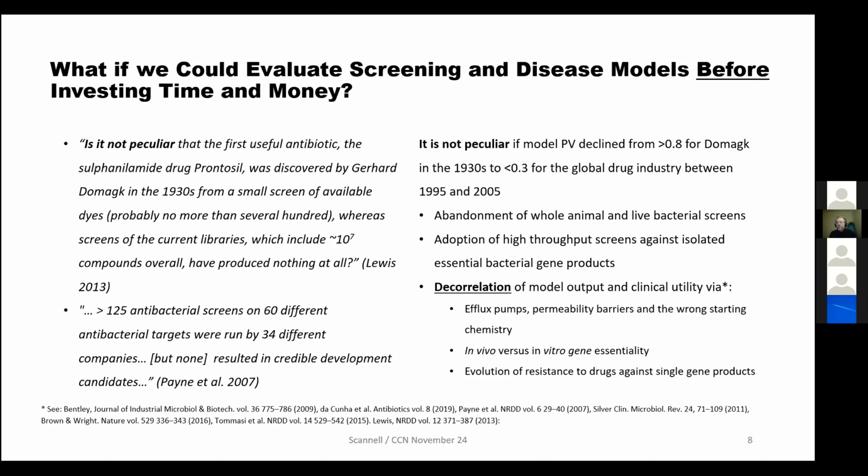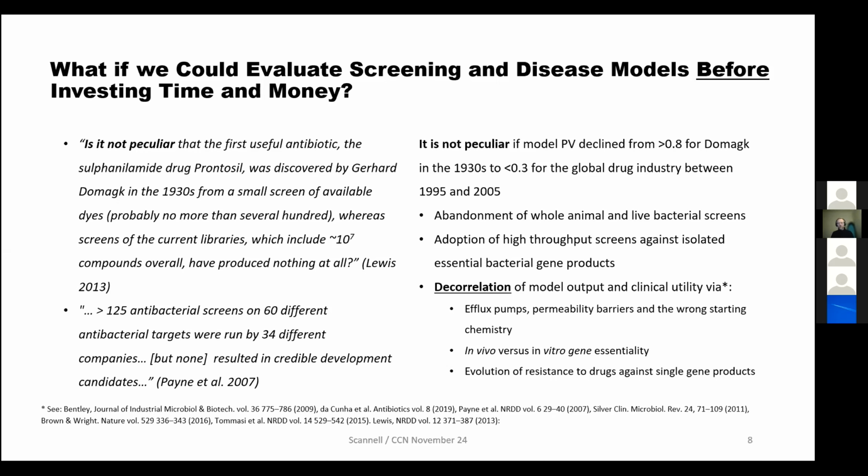Well, probably it's because of the abandonment of high validity models, and in this particular instance, the adoption of low validity models. Domagk screened his compounds, or sulfanilamide was actually found in a screen using live mice that had bacterial sepsis. And between 1995 and 2005, the drug industry went all in for target-based drug discovery, which we now know, and arguably should have been obvious at the time, substantially decorrelated the output of the model, or the things you were measuring, from clinical utility in man. And it did that for at least 3 reasons.